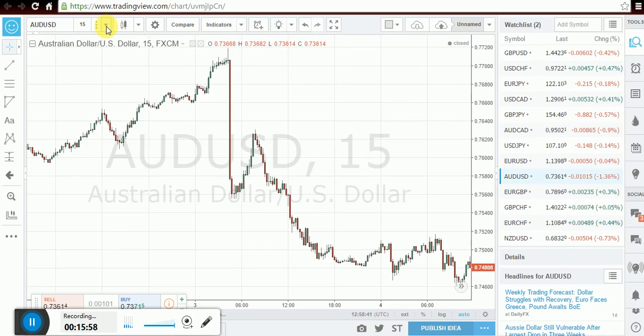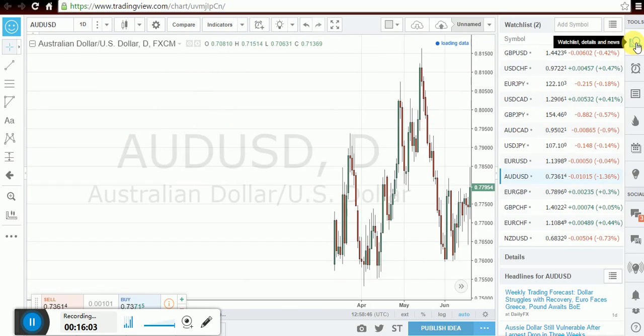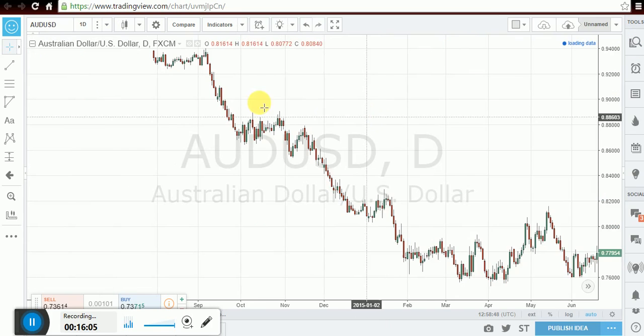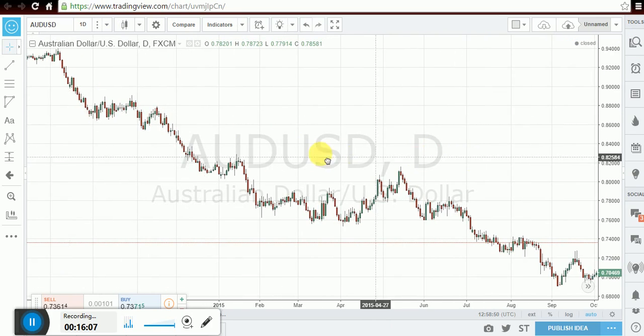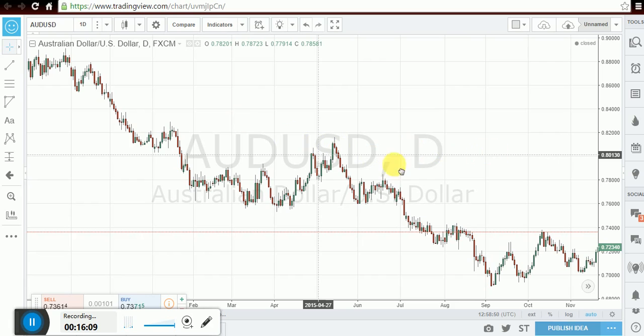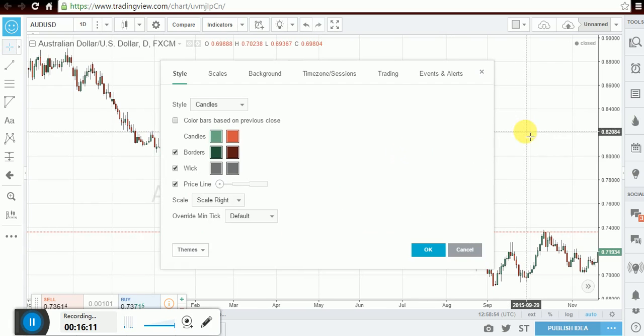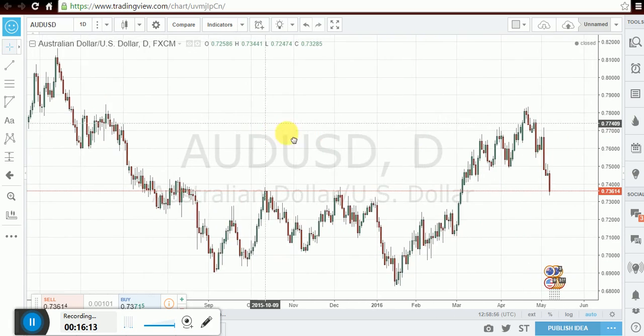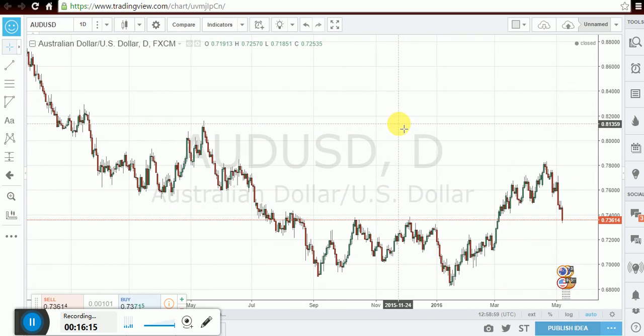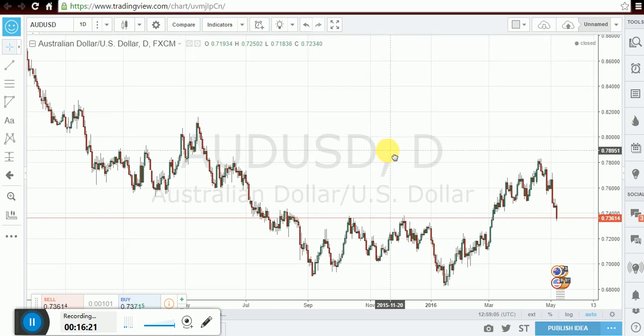So it's a way of trying to stay ahead of the market, but I'm going to do this on a higher time frame, and I'm looking at the Aussie dollar here right now. So I'm going to show you guys ways in which you can predict what the market is going to do, and all you have to do is wait.